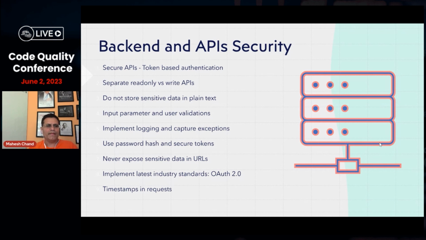Logging and exceptions are very important. Make sure they're implemented. This was also mentioned in the previous screens. Make sure you use password hash and secure token. That's again, you're encrypting all sensitive data. Never expose sensitive data in URLs. Sometimes we are passing these login credentials in the URLs, user IDs or whatever. That should not be there.